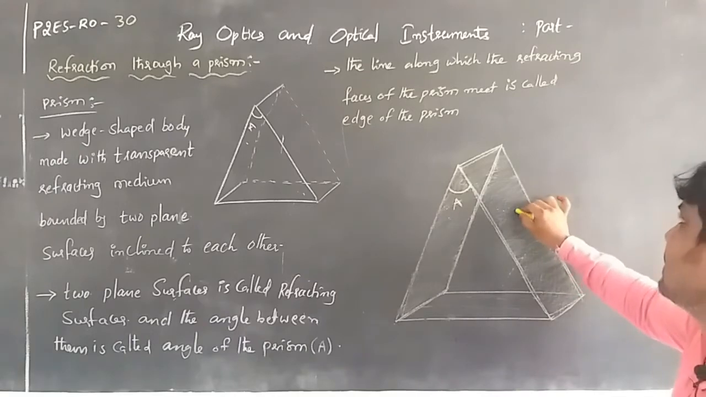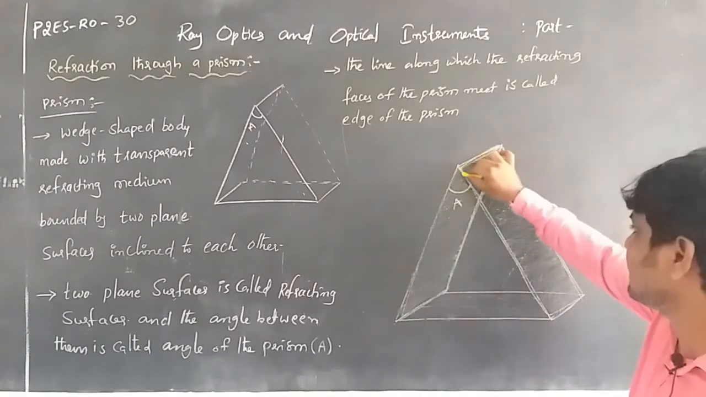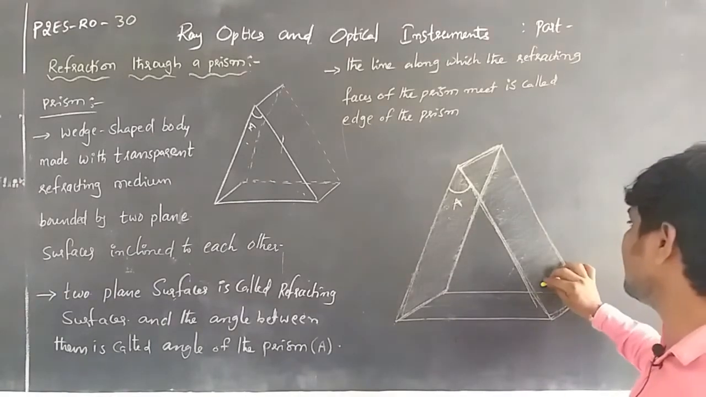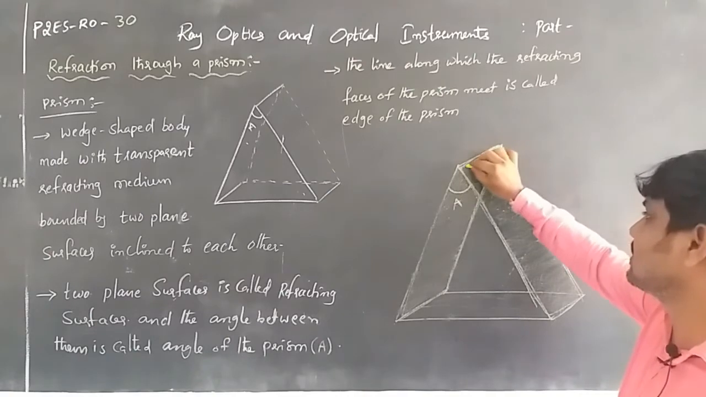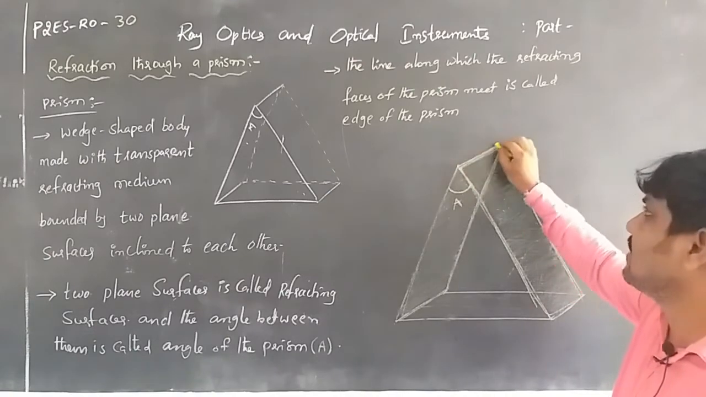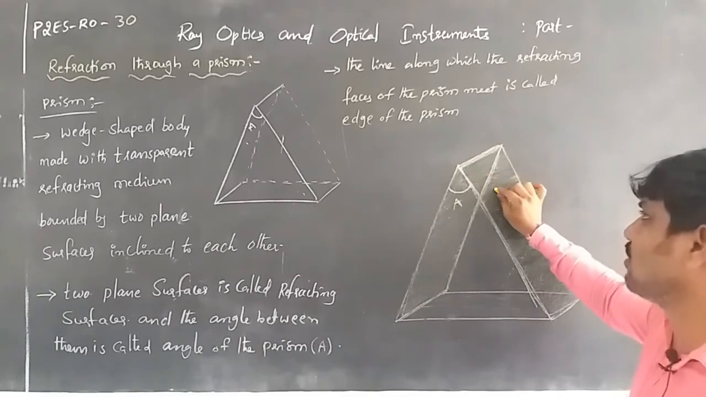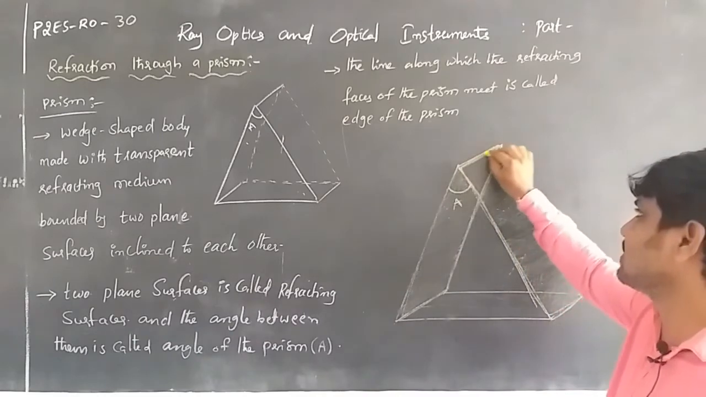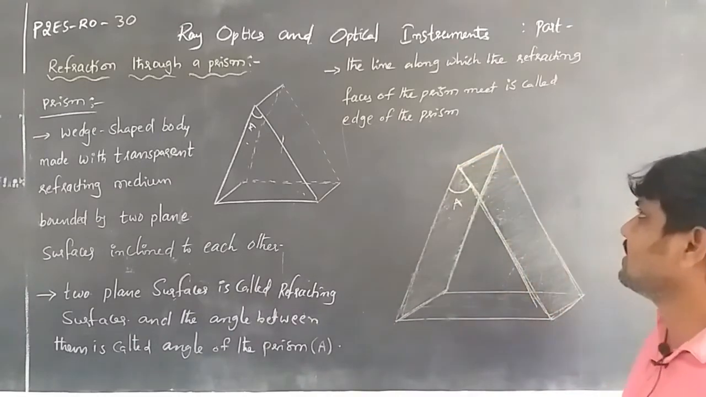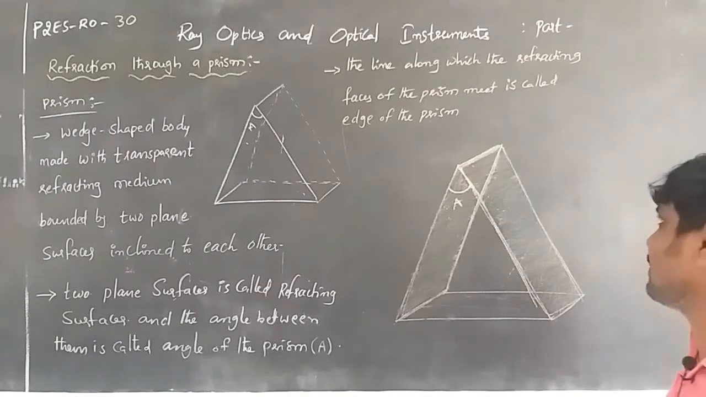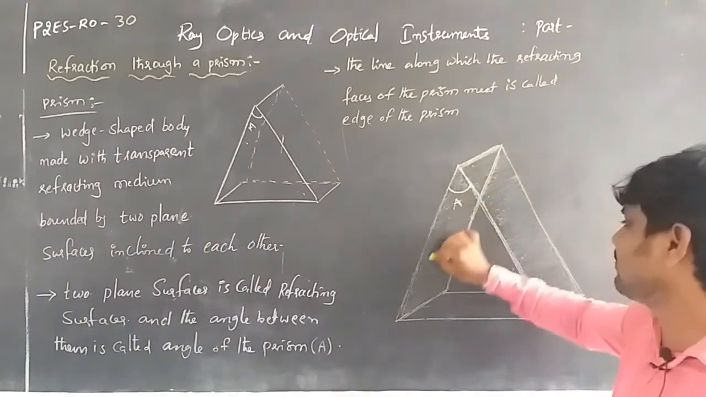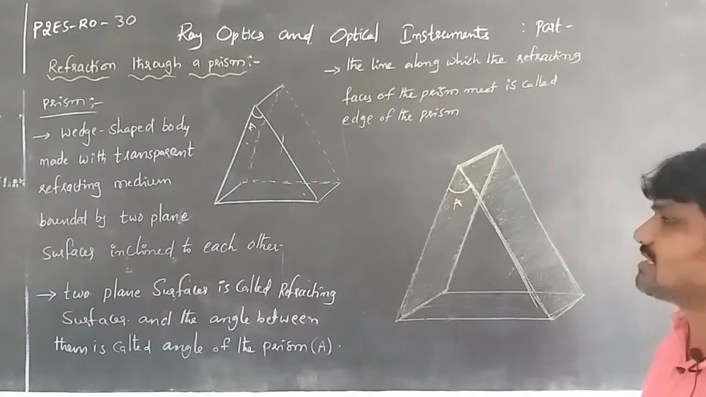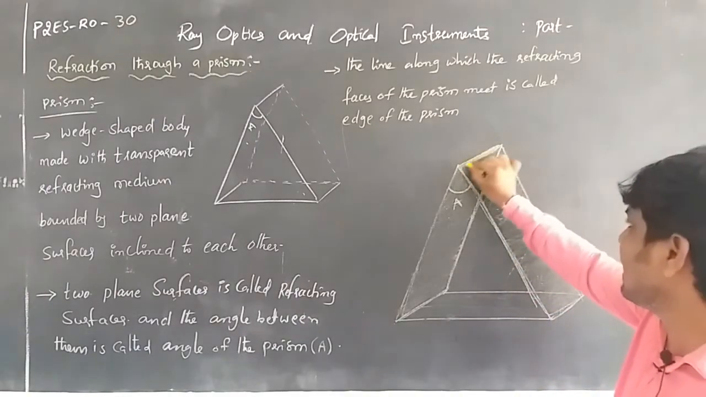Then the line along which the refracting faces of the prism meet is called the edge of the prism. This is one refracting face, and this is another refracting face. Both meet at this line, and this line is called the edge of the prism.